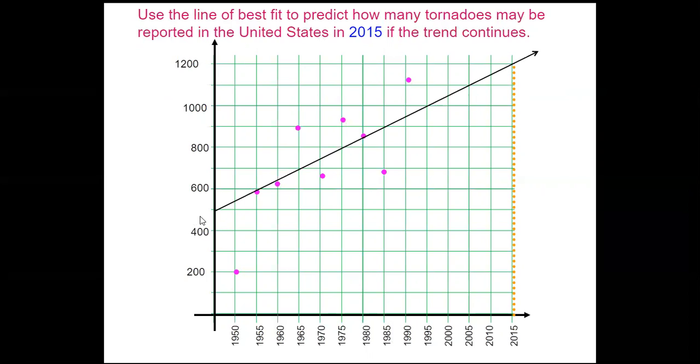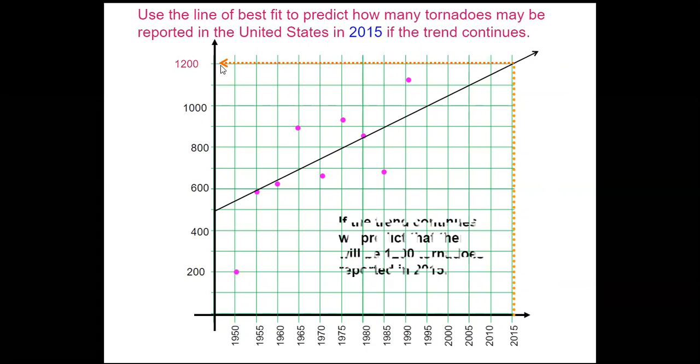Here in this one, the trend is continuous. We extend the trend, so we go to 215, and then we go up until we intersect the line of best fit, and then we read the data on the y-axis. That means that if the trend continues, we predict there will be 1,200 tornadoes reported in 215.